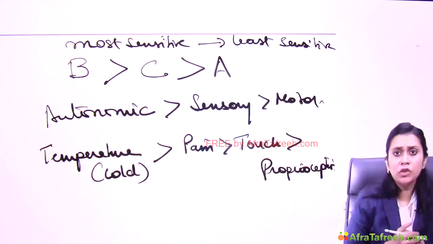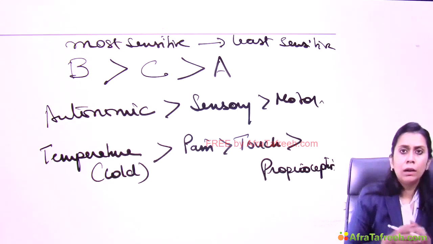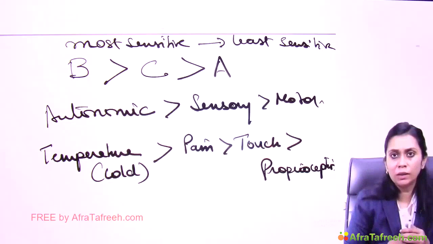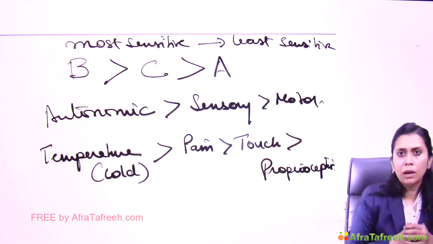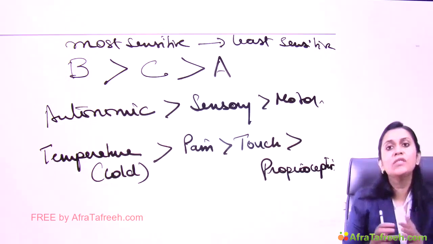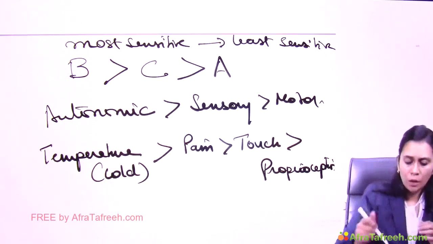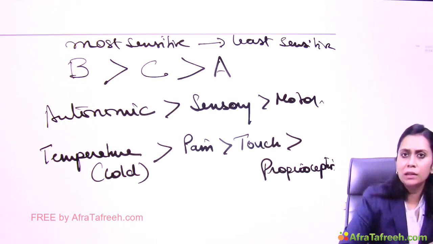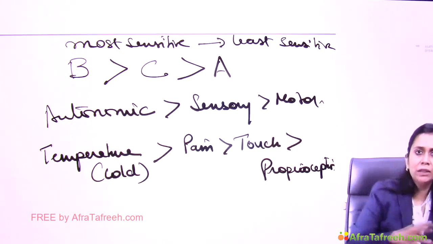This question was asked in JIPMER: when the nerve fibers are recovering from the effect of local anesthetic, what is the sequence? Opposite to the sequence in which they are getting blocked. Now, A fibers are least sensitive. So, when the concentration of local anesthetic starts decreasing, the A fibers recover fastest. Got it? So, recovery is in the opposite direction.